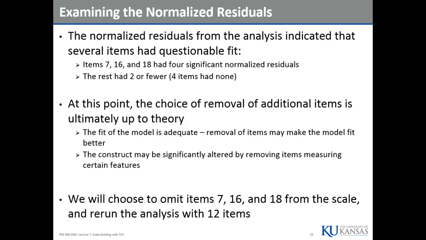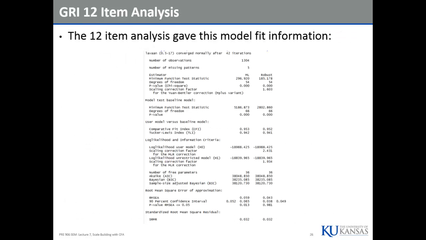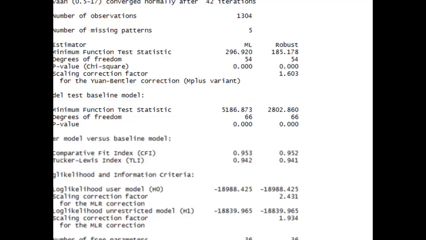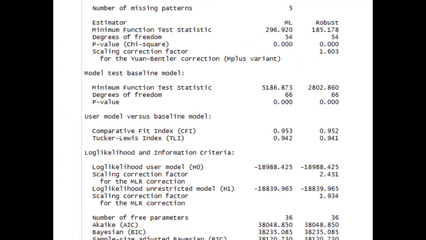I do think the choice of removal of additional items is ultimately up to theory or arbitrary. I'm just going to omit them to see how much better we can get. It's like limbo, but with items. How low can you go? Or RMSEA, for RMSEA, right? I'm trying to get fit indices that might be a little bit better than 300 or something like that. But I took out those 3 items. We now have 12 items.